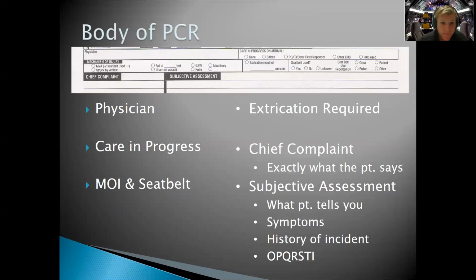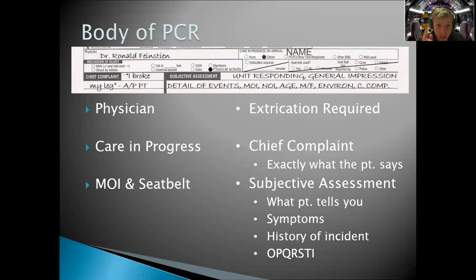Body of the PCR. Physician care in progress. This could be a midshipman. This could be Kings Point Police. This could be a company officer. Mechanism of injury. If they fell, struck by a vehicle, even just physical activity. Extrication, this is more so for motor vehicle accidents. CPO is required. Motor vehicle. Chief complaint, exactly the words of the patient. And subjective assessment, what the patient tells you and what happened in that initial patient contact.